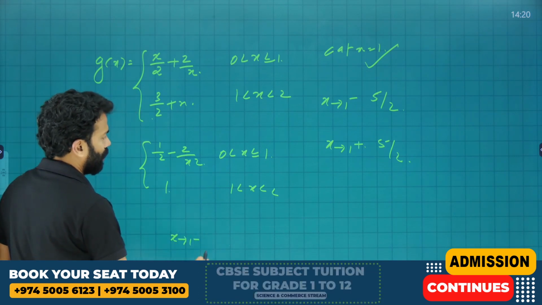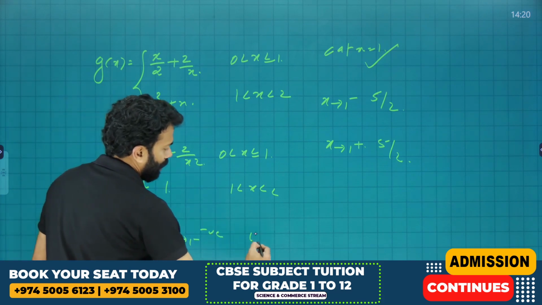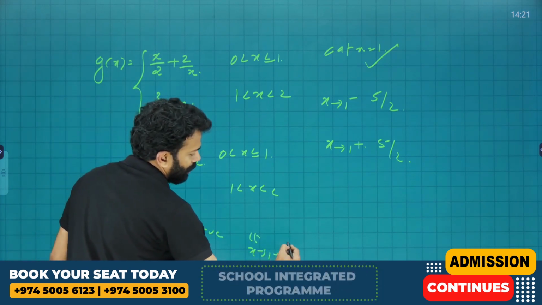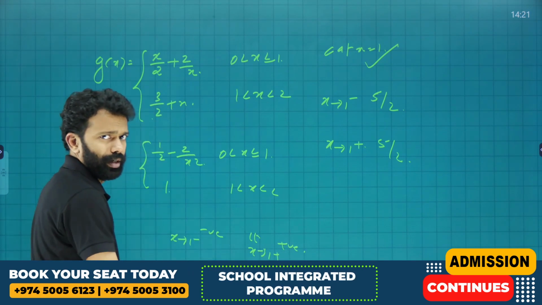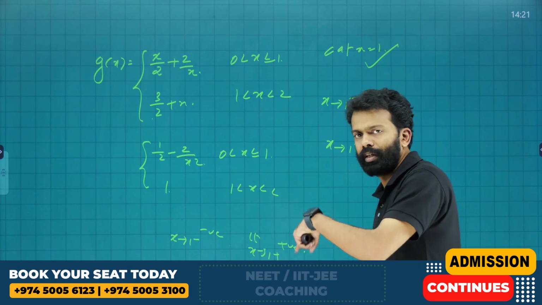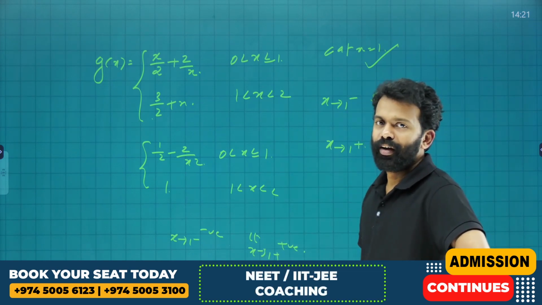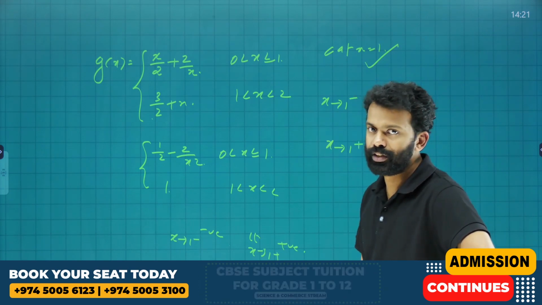That is, as x tends to 1 minus, the derivative will be 1 by 2 minus 2. That's a negative value. And as x tends to 1 plus, it is yielding a positive value. I have not gone for the final answer because the left hand derivative is giving a negative value and the right hand derivative is giving which value? Positive value. Though obviously it is not differentiable at which point? X is equal to 1.